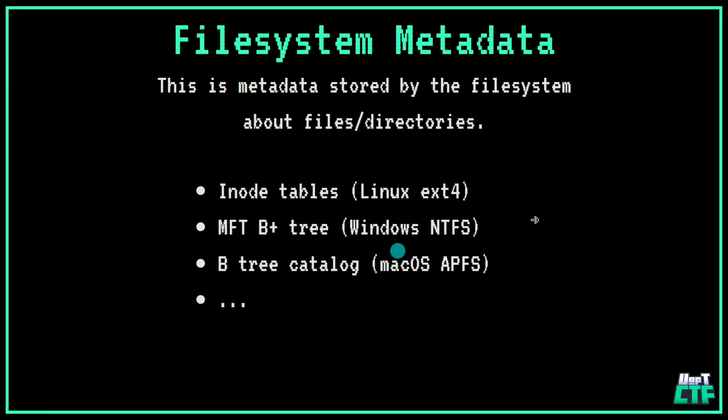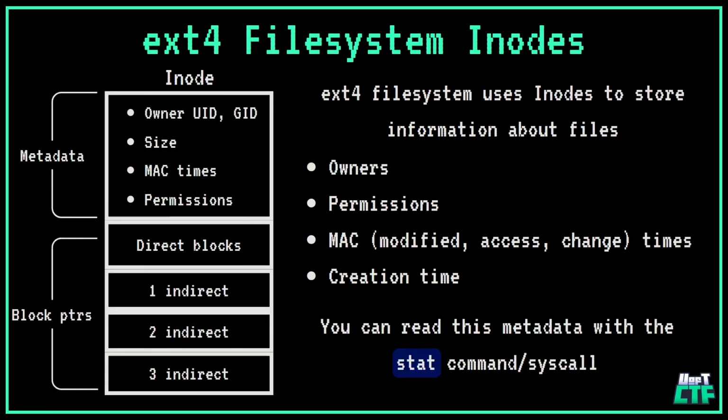There's also file system metadata, so this is metadata that's stored on a file system. For Linux file systems like ext4, usually they use something called inodes, and in Windows they use something called the MFT. Actually, Windows has their file metadata scattered all throughout the file system, but the MFT has a lot of the data that you want.